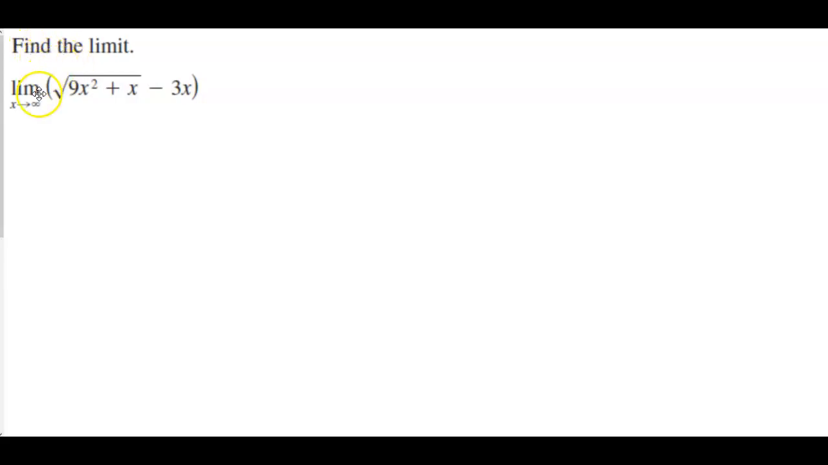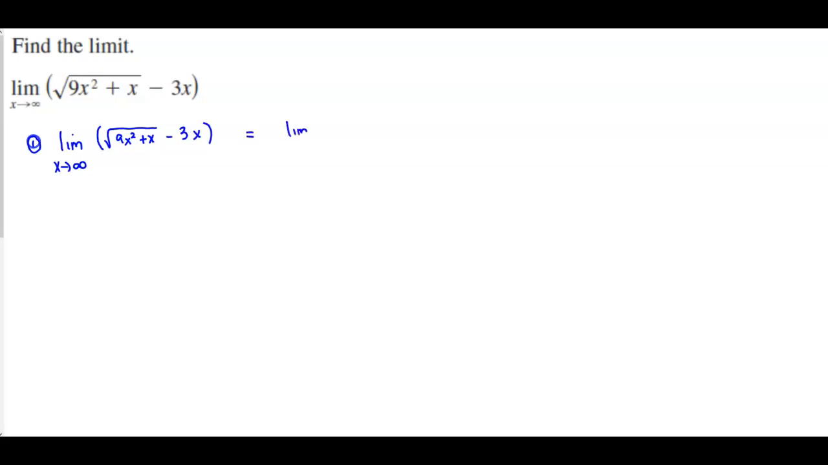We want to find the limit as x approaches infinity of the square root of 9x squared plus x minus 3x. So let's go ahead and write that out. We have the limit as x approaches infinity of the square root of 9x squared plus x minus 3x.